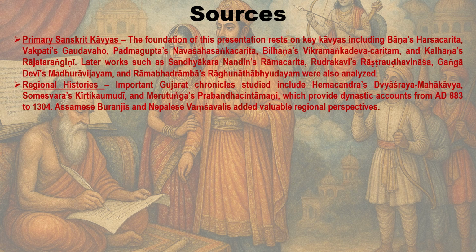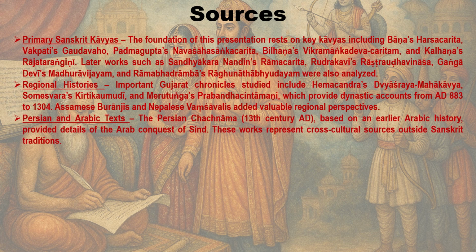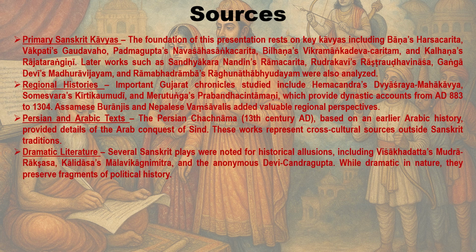Regional histories. Important Gujarat chronicles studied include Hemachandra's Dvyashraya Mahakavya, Someshvara's Kirti Kaumudi, and Merutunga's Prabandha Chintamani, which provide dynastic accounts from AD 883 to 1304. Assamese Buranjis and Nepalese Vamshavalis added valuable regional perspectives. Persian and Arabic texts. The Persian Chachnama, 13th century AD, based on earlier Arabic history, provided details of the Arab conquest of Sindh. These works represent cross-cultural sources outside Sanskrit traditions.